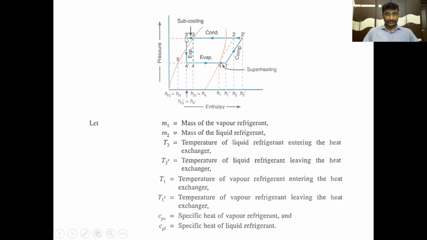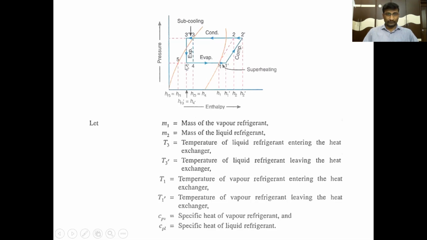This is the subcooling process. This subcooling process occurs by this vapor refrigerant. By rejecting heat, the liquid will be subcooled, and by absorbing the heat from the liquid, the vapor will be superheated from 1 to 1 dash. So this vapor is heat absorbing and the liquid is heat rejecting. Due to heat rejection, the temperature and enthalpy decrease. Due to absorbing the heat, the temperature and enthalpy of the vapor refrigerant increase. Clear?